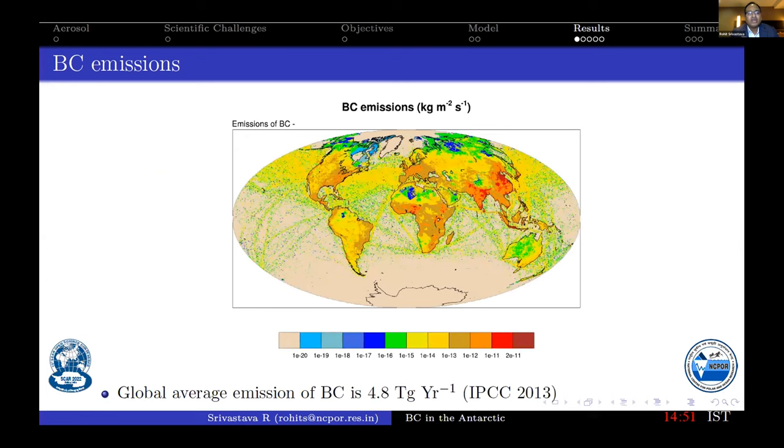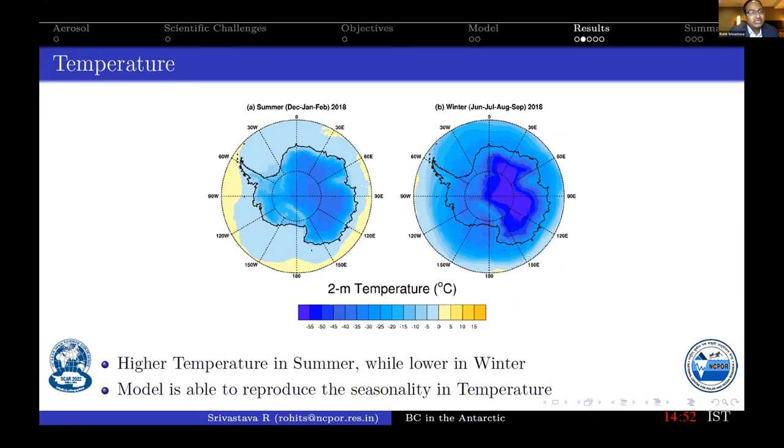So here I have shown how the HTAP anthropogenic emission looks over the whole globe. You can see higher values of black carbon emission over the Asian region and African region, and some part of the US region is also showing high values. And these lines you are seeing are ship cruise emissions, which are also considered in this. But if you see, emission near the Antarctic region is very less or may not be included in these emissions because of less observations and measurements. Now I will come to the result part.